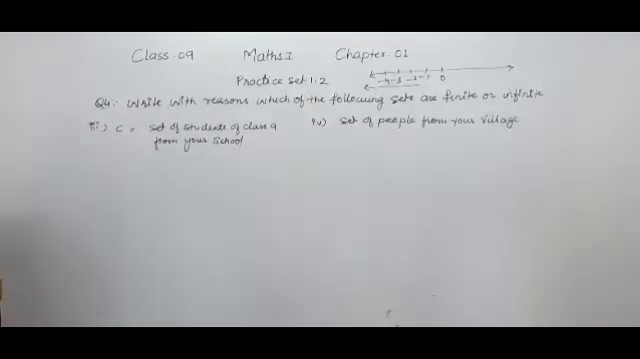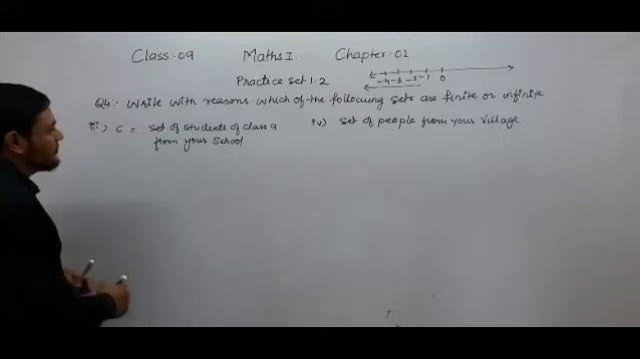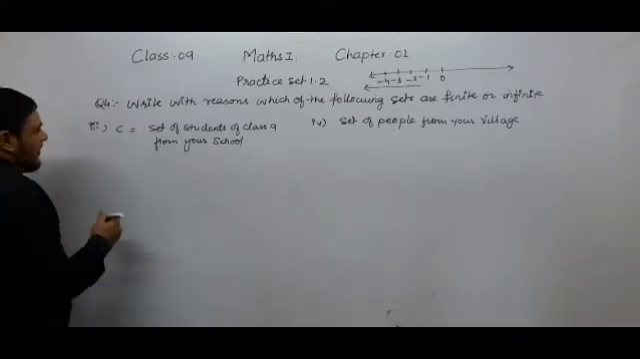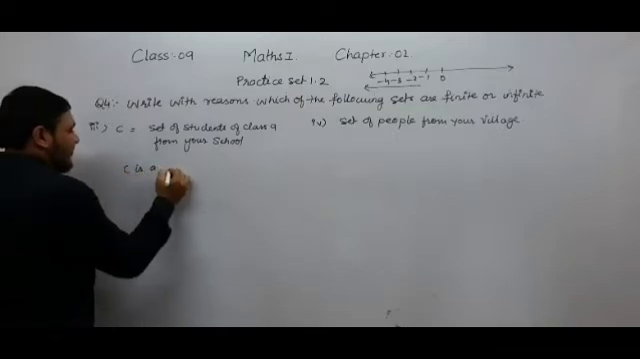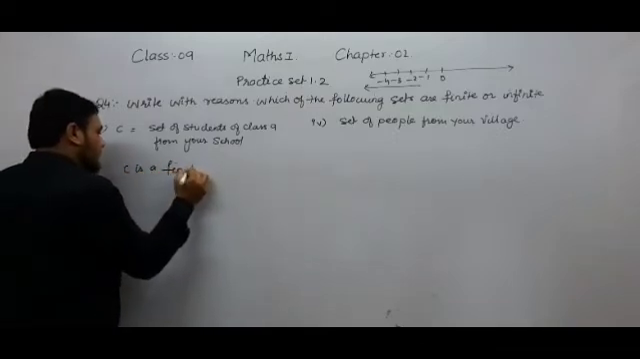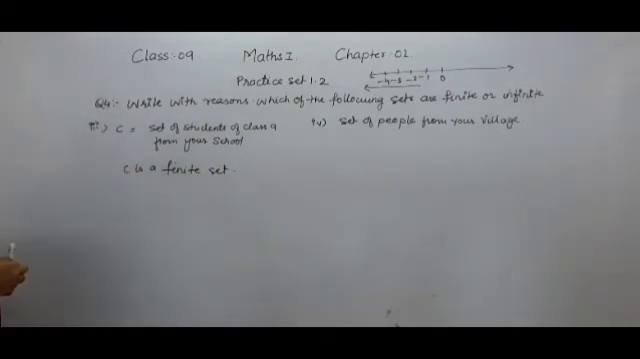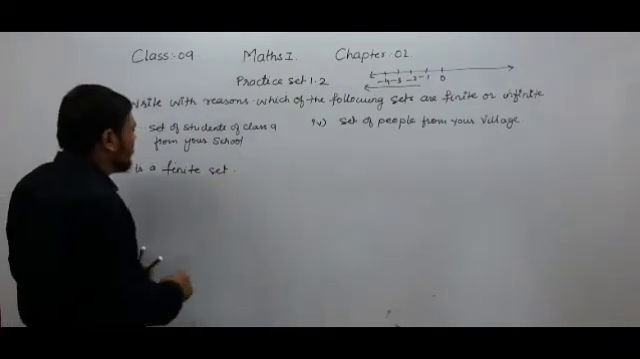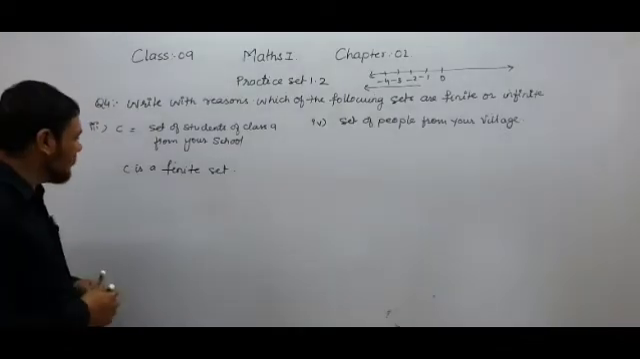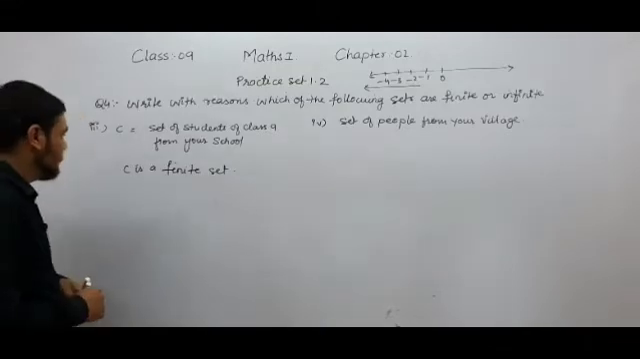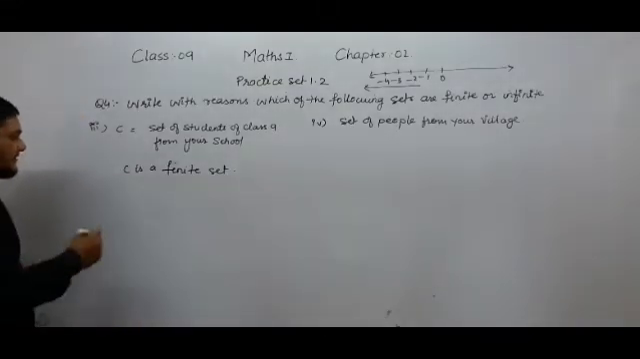So student, the next question is C, set of students of class 9 from your school. So here C is a finite set. C is a finite set because the students of class 9 from your school you can count. This set is countable. The students of class 9 of any school are countable. So you can say that C is a finite set.